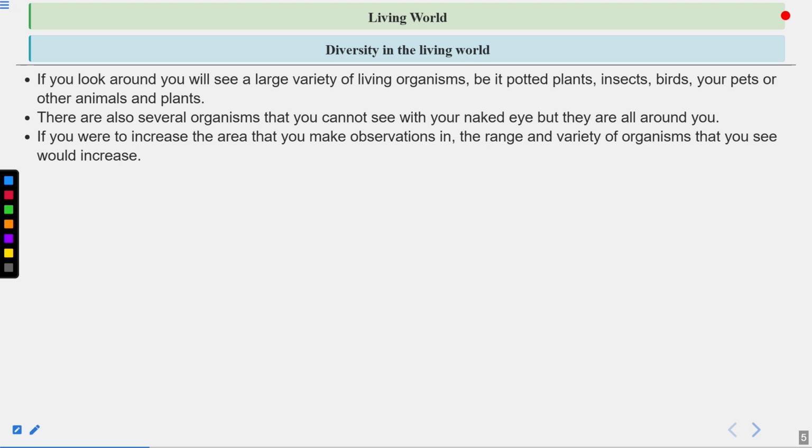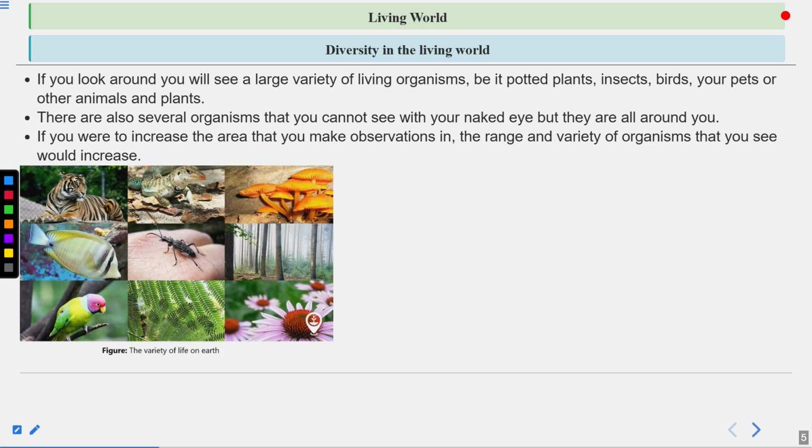Because whenever you are increasing the area under observation, you can see the climate also changes. If we are talking about a larger geographical area, the conditions there change, the environment changes. And this particular habitat supports different kinds of organisms. So if you increase the range of your observation, then obviously the variety of organisms that you see would increase.